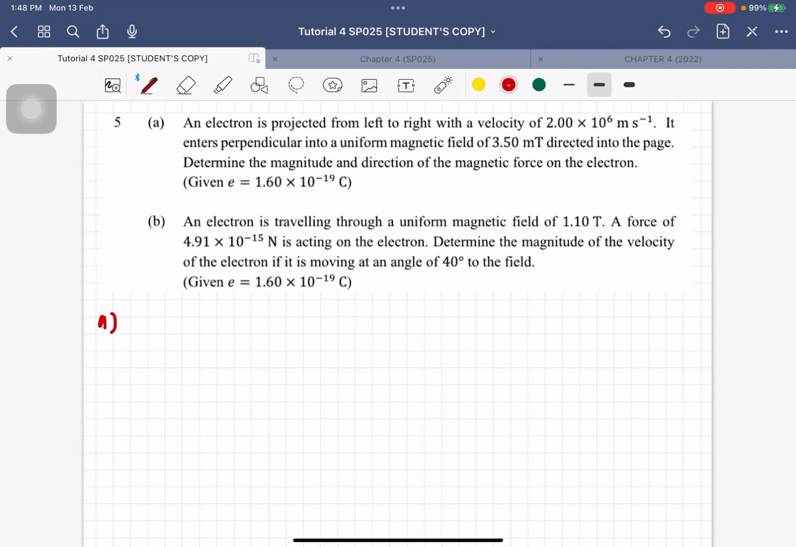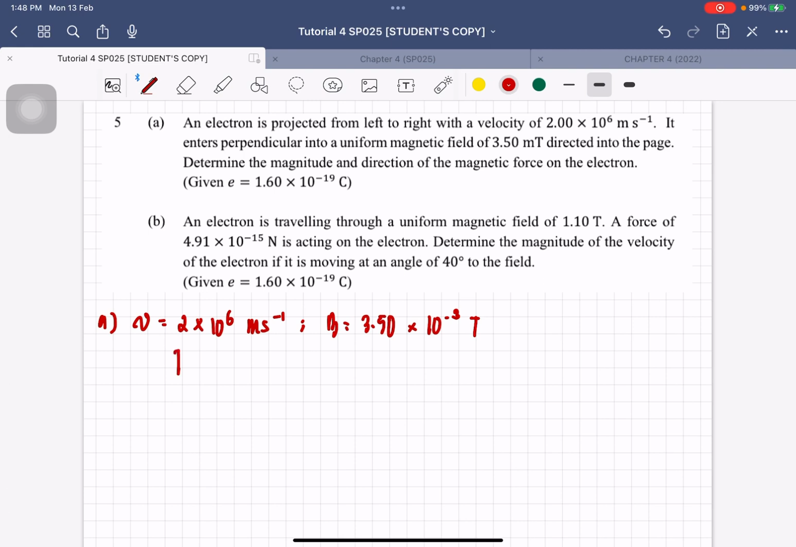Question number 5a. An electron is projected from left to right with a velocity of 2 times 10 to the power of 6 meter per second. It enters perpendicular into a uniform magnetic field of 3.5 millitesla directed into the page. Determine the magnitude and direction of the magnetic force on the electron.